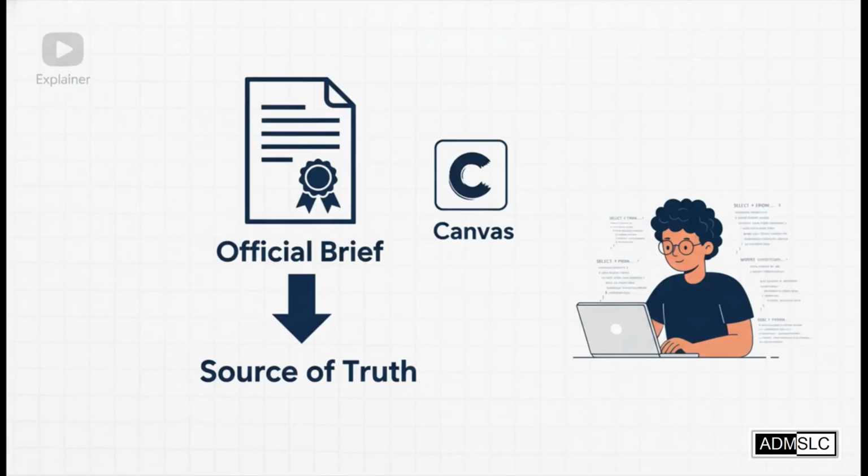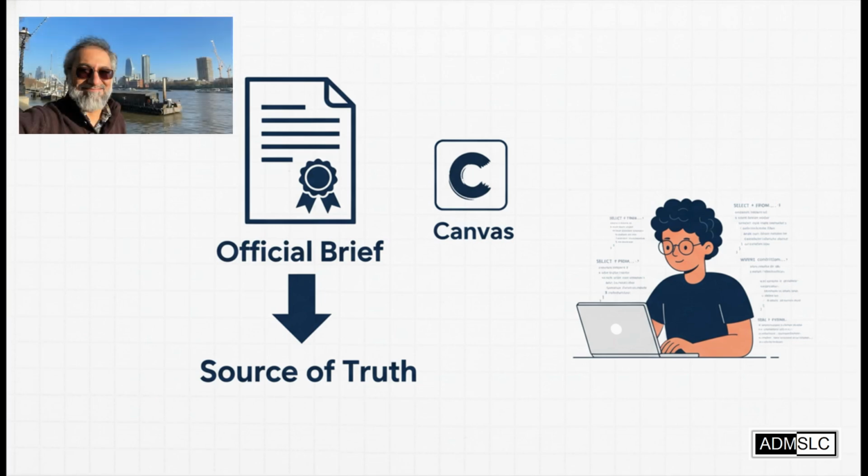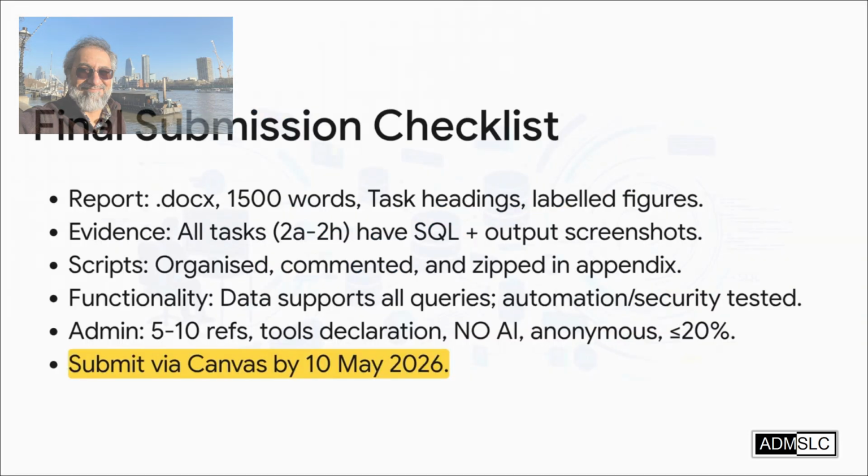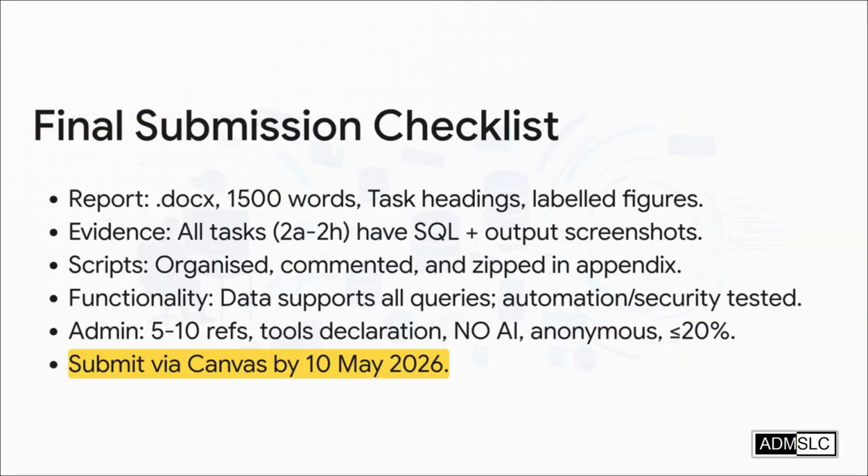Just a quick reminder, please use this guide as support, not as a substitute for the official documents. Your #1 source of truth is always the assignment brief and any instructions provided on Canvas by your module leader, Athir Mahir. And here it is, your final quality check.